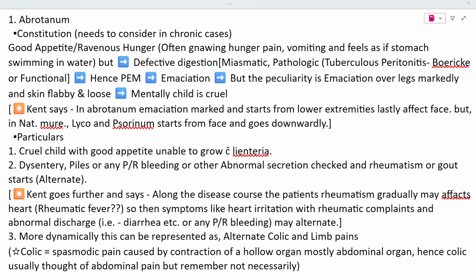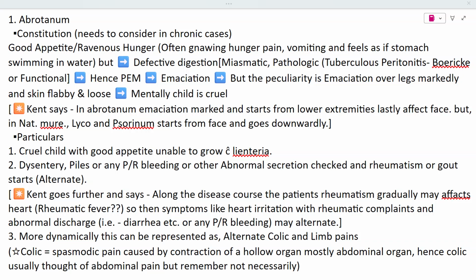Hello, welcome everyone. As we already said, we are going to start a new session where I'm going to put a drug together from mixed and miscellaneous books, particularly from Allen, Boericke, Kent, Farrington, and all those books, and try to create a picture of a drug or medicine so that it can be better understood. And I will try to make videos in English or in Hindi or in a mixed way so that it is better understood.